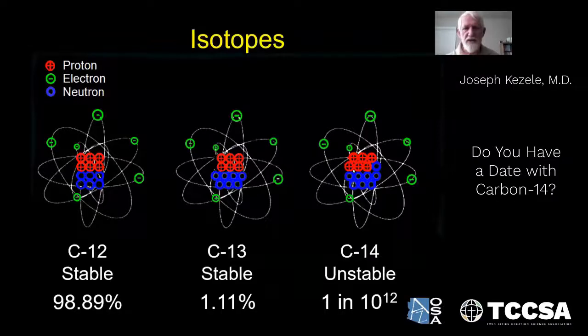Notice the percentages of the makeup. Carbon 12 is nearly 99%, not quite. Carbon 13 is almost all of the remainder. And then carbon 14 is an extremely minuscule amount: 1 in 10 to the 12th, meaning trillion. One in one trillion carbon atoms is a carbon 14 atom. That's a very, very tiny number. But that's the one we're going to be focusing on.